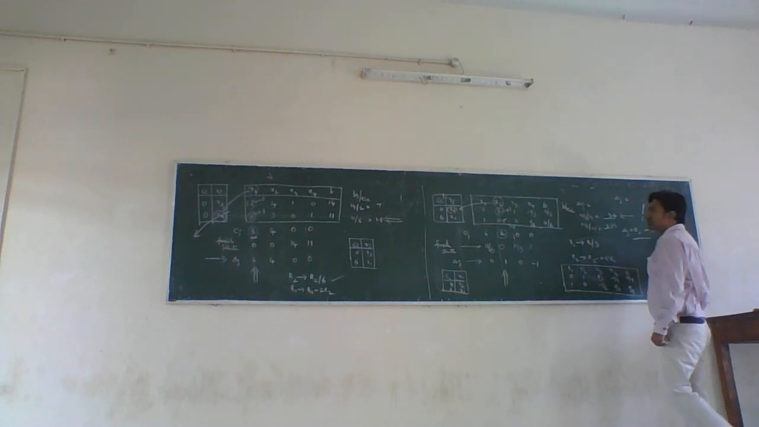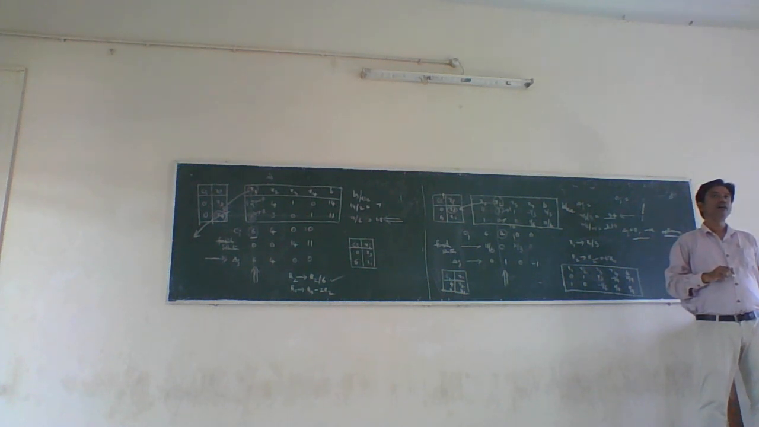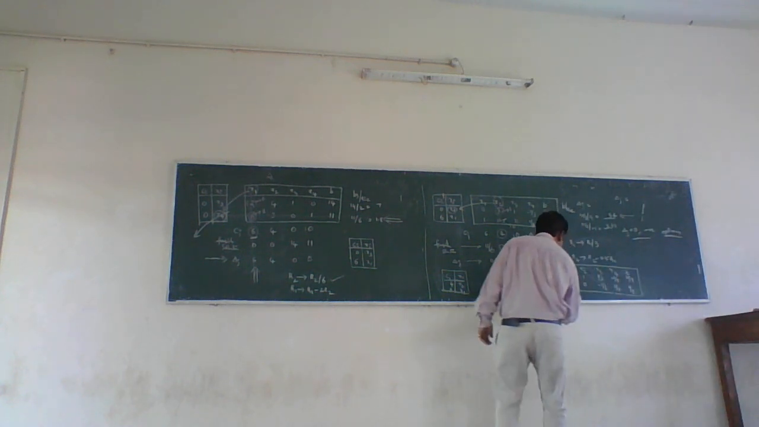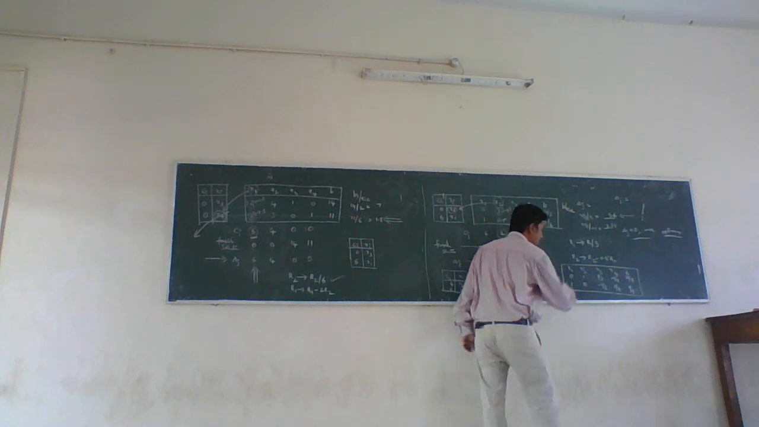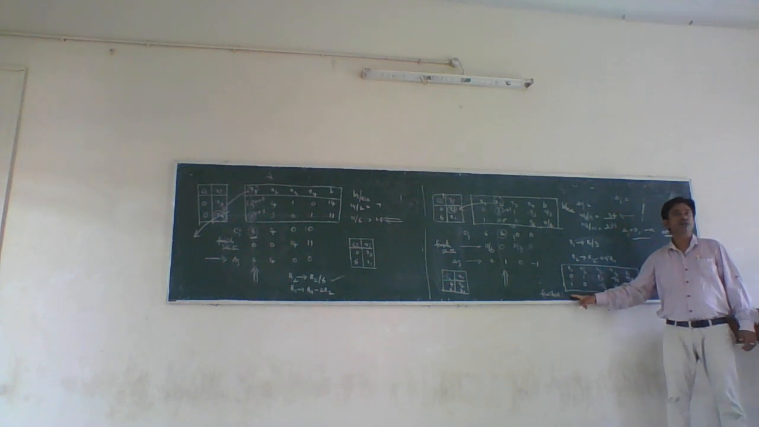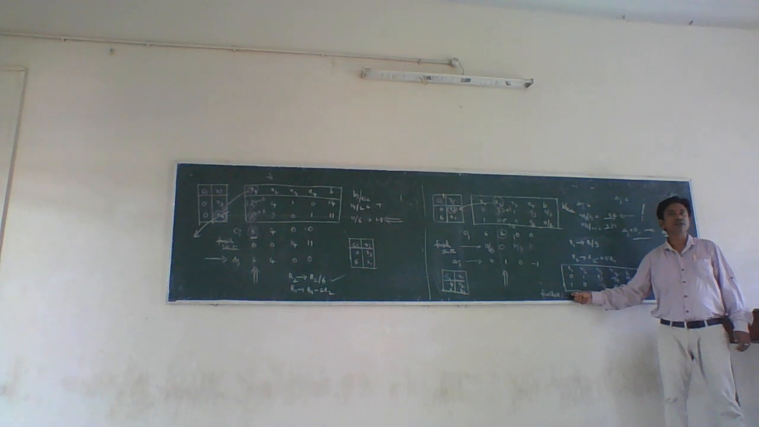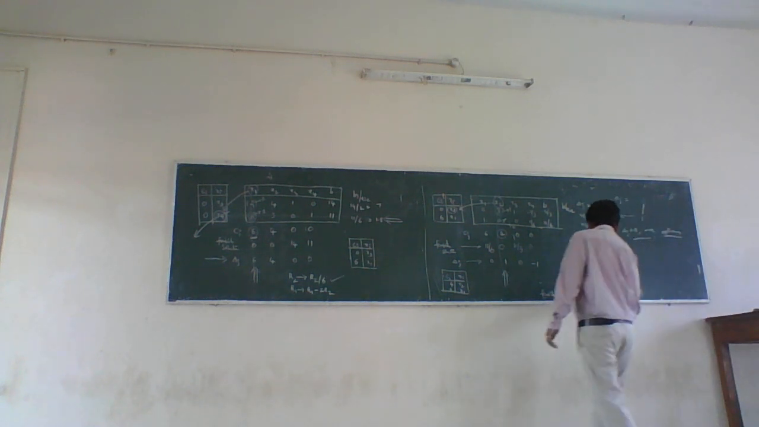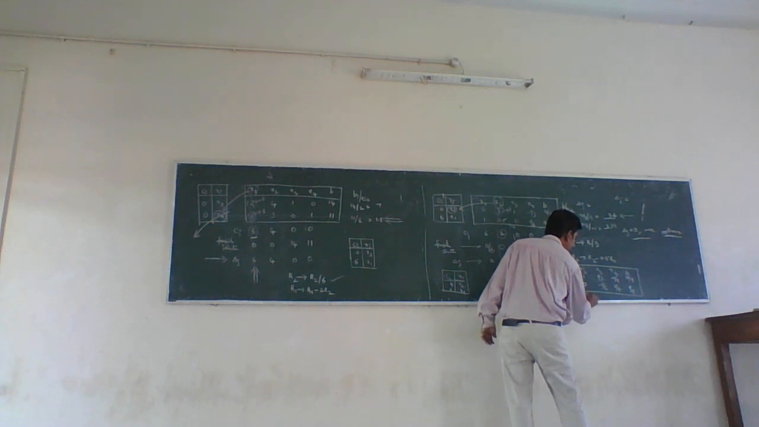Now what is the optimum value? You write the feasible solution. What is the feasible solution? Write the feasible solution here. 1 by 9 here, 31 by 9 here, 0.